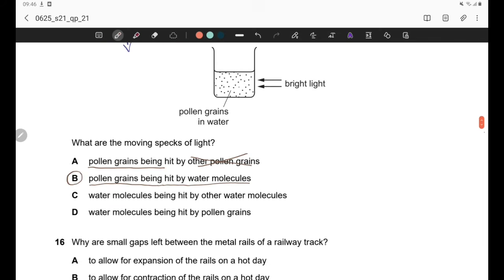Option C says he can see the water molecules, but that is wrong. Water molecules are too small, so we can't even see them through a microscope. So this is wrong. And the option saying all the other pollen grains are hitting is also wrong. So the correct answer is option B.